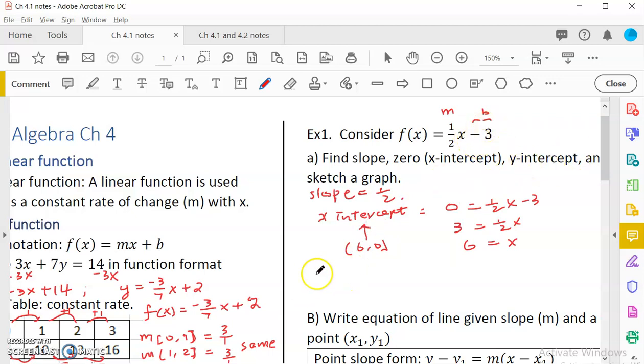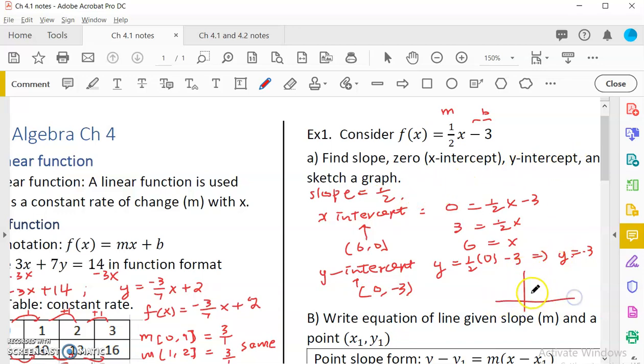Y-intercept? The y-intercept is already here, right? The y-intercept is when you plug in x equal to 0. So y is equal to 1/2 times 0 minus 3, so y equals -3. The point (0, -3) is the y-intercept. And then sketch the graph. I don't have space here, so just a really quick sketch. Y is -3, and then 1/2 is rise 1, run 2, like that.